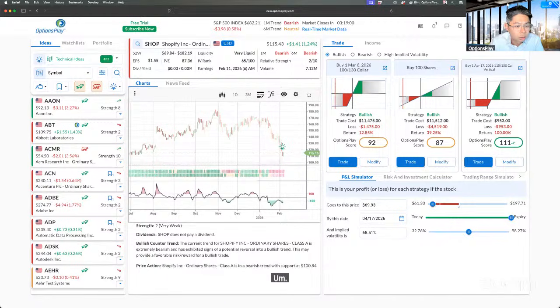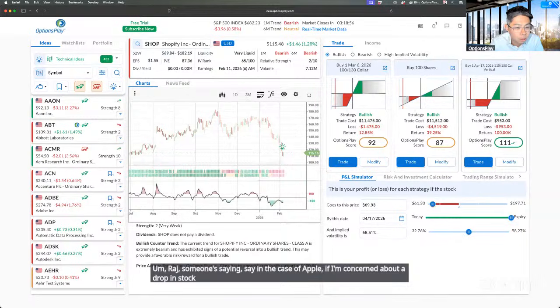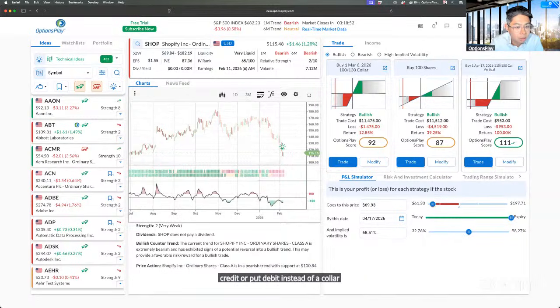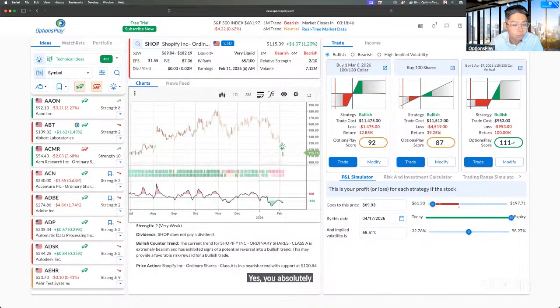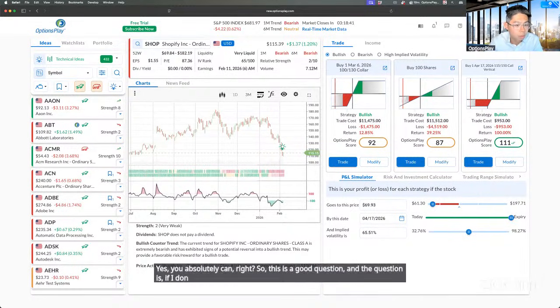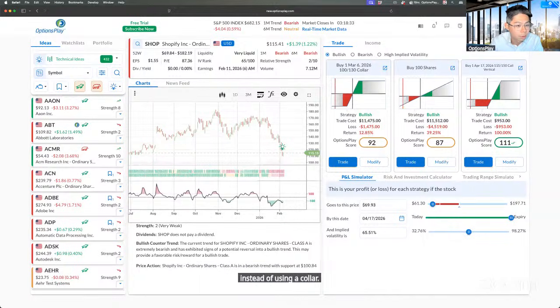Someone is saying, in the case of Apple, if I'm concerned about a drop in the stock price, can I do a call credit or put debit instead of a collar as I keep unlimited upside potential, which can compensate for any loss? Which is a better approach? Yes, you absolutely can, right? So this is a good question. The question is, can I sell a credit spread or buy a put debit spread instead of using a collar, because this way I'm going to be able to keep my upside potential.